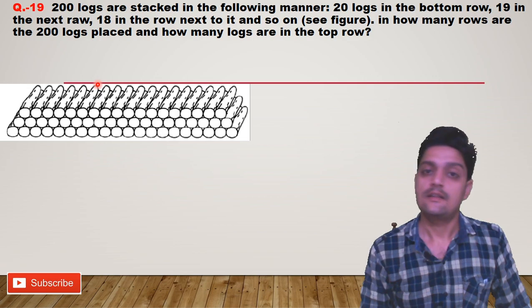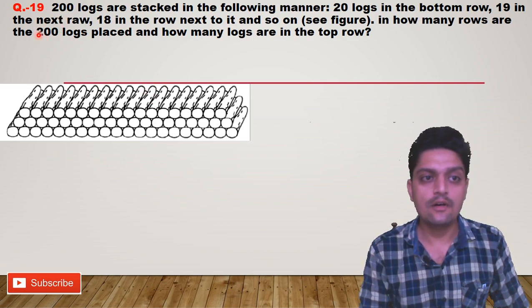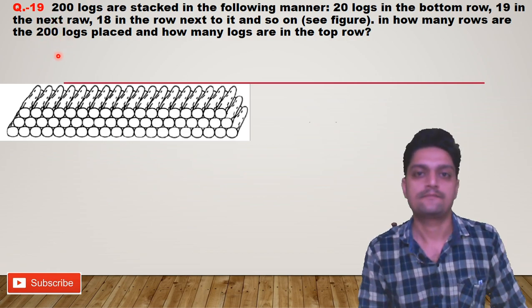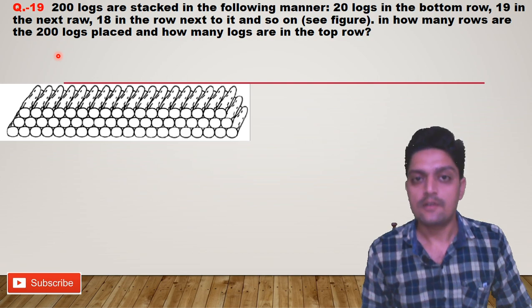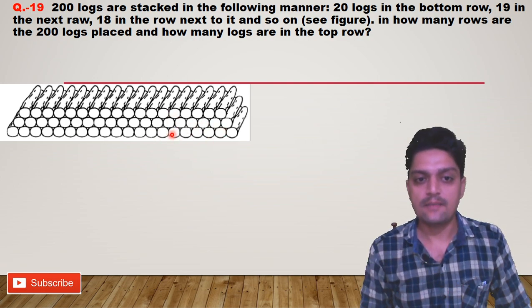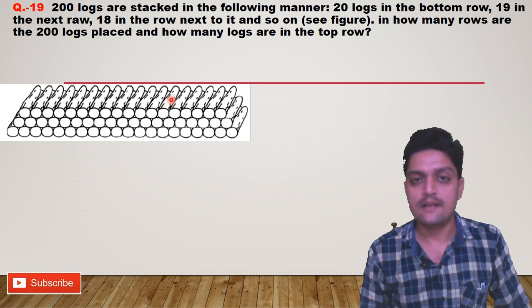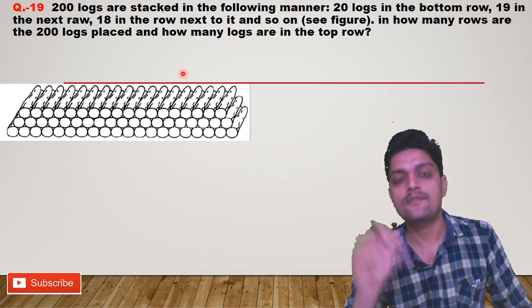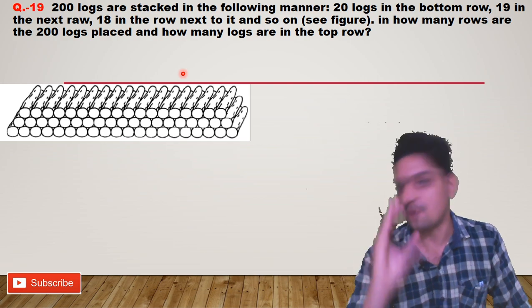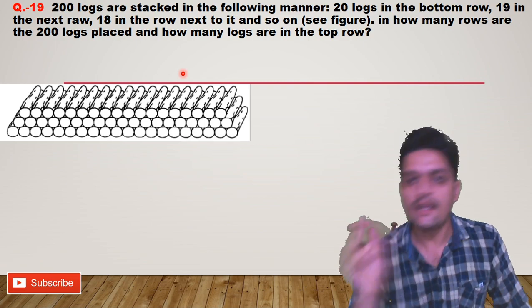So here one data is given: how many total logs are there? Total 200 logs are there. So they have asked us how many total rows will be there. For example, this is one row, second row, third row, like that. So total how many rows will be there if you have to stack 200 logs? So that is the question, and the answer is very easy and interesting.